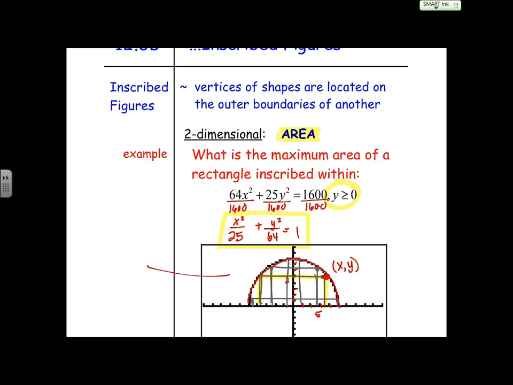Kiddos, how could I have graphed this function in my calculator? Give the y by itself. So I would have ended up having 1600 minus 64x squared, only the positive square root, not plus or minus. Because remember, in circles or ellipses, the plus or minus, the positive is the top half, and the negative square root would be the bottom half. So just the positive square root. What did I forget? I didn't divide by what? 25. All under one big square root.